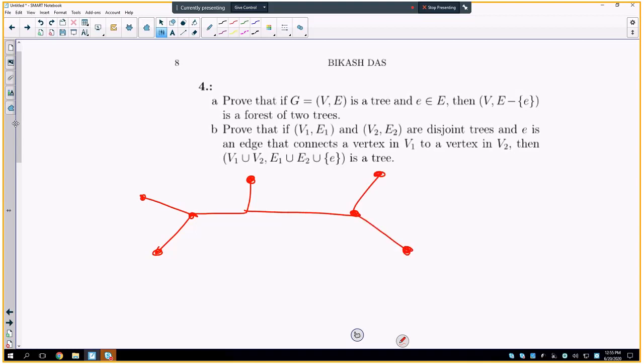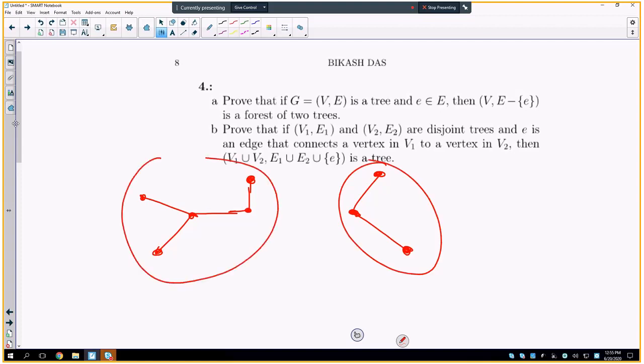So this is my tree. And now if I take off any edge, say for example I take this edge away, then I get 2 different trees. One is here and the other one is here. So it is a forest consisting of 2 trees. So as simple as that.